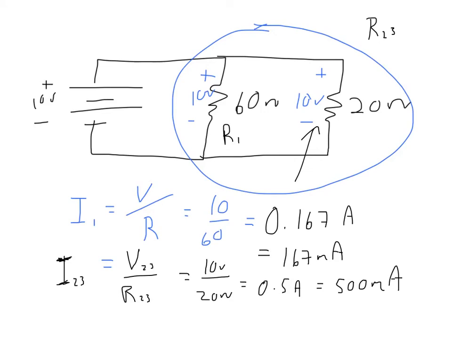So if I were to try to figure out the current through each of these resistors that make up the 20 ohm resistor, which is the 15 ohm and the 5 ohm, I would say that through each of those resistors there is 500 milliamps flowing. So I've actually found I1, I2, and I3. I'll summarize that on the next page.